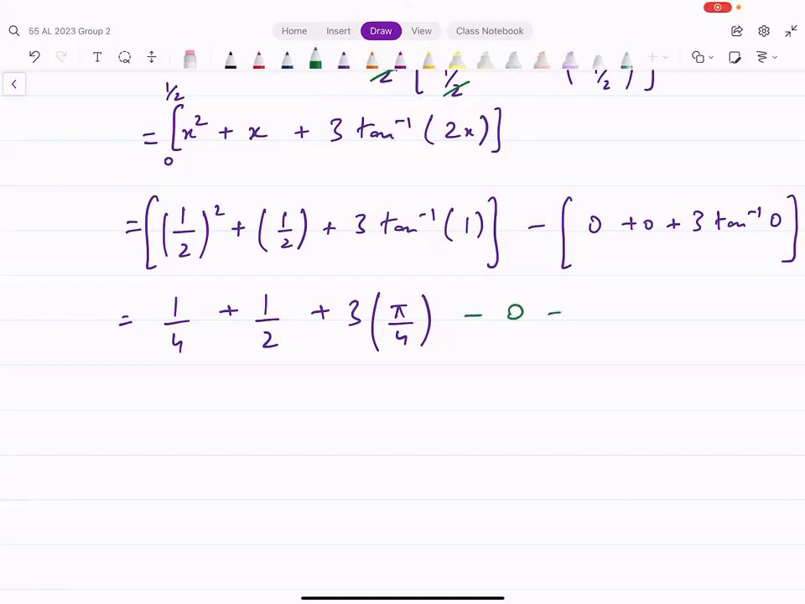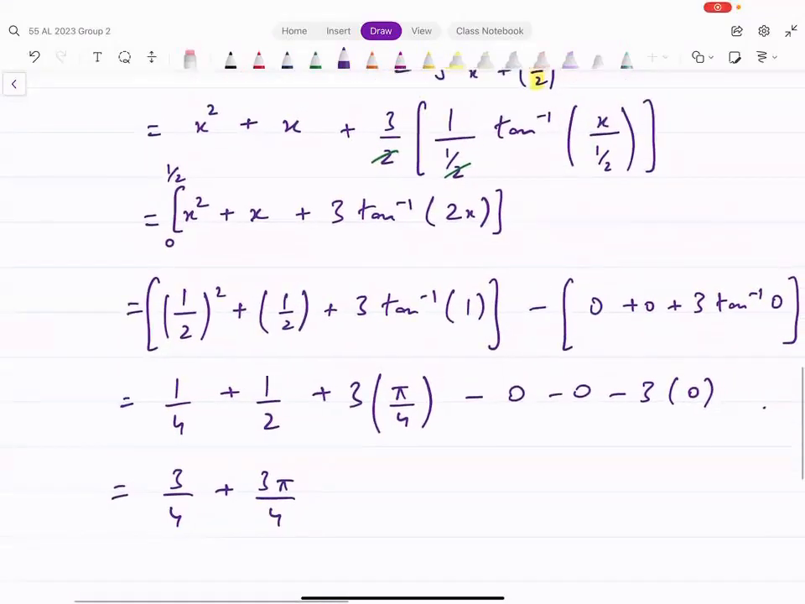अच्छा, 0 0 3 tan inverse of 0 वो क्या होता है? tan inverse of 0 क्या होता है? वो भी 0 होता है. तो आपने इनपुट करना है 0 वहां पे. This is what you have, and now you can simplify this. 1/4 plus 1/2 क्या होएगा? 3/4, and you have 3 pi/4. This is the exact value that you're looking for.